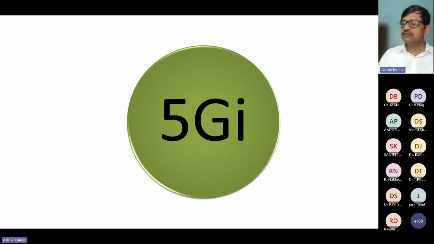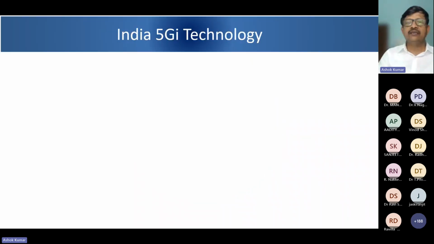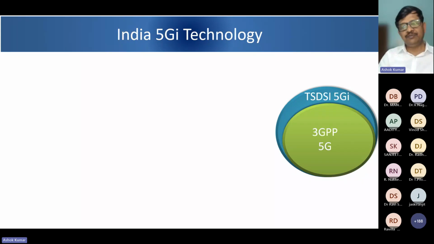If you look at the 3GPP standard, release 15, what India did, that is TSDSI, they took the 5G standard of 3GPP. On top of that, they did some modification, and the entire thing was called 5GI. So it is not 100% our own standard, but we have taken the 3GPP standard release 15, and on top of that, we made certain modifications to support some India-specific requirements.